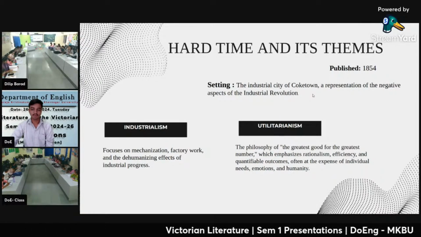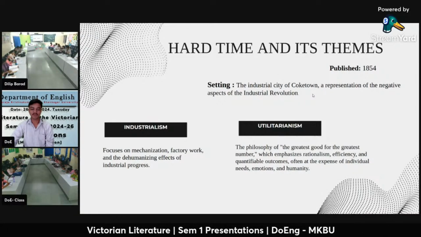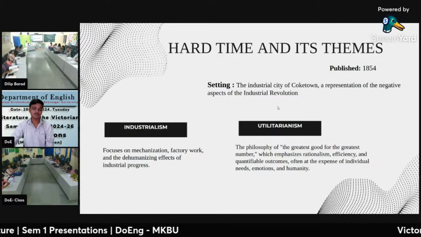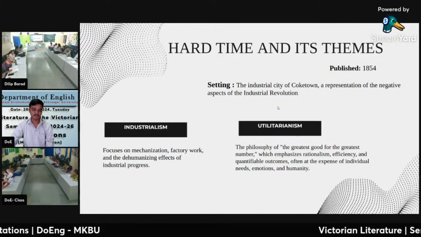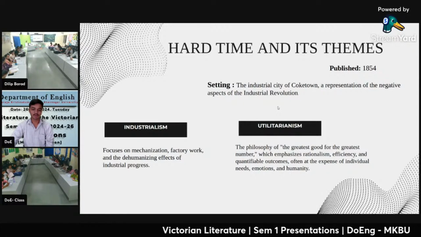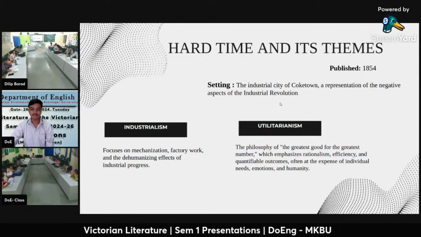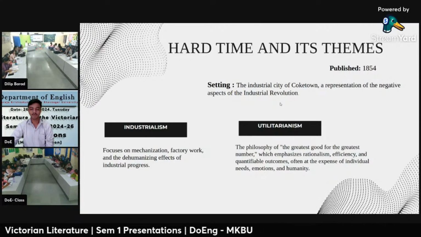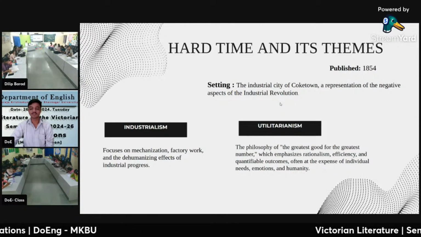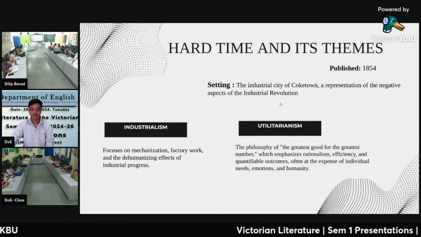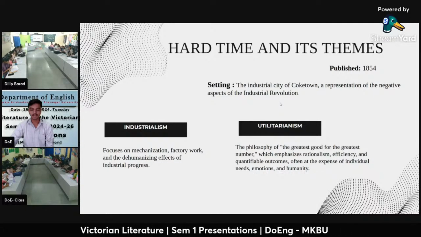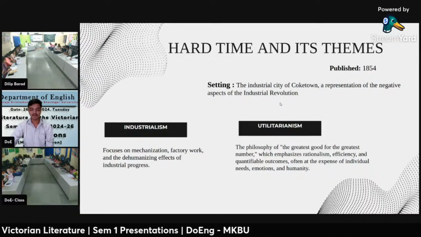Industrialism and utilitarianism are two separate and different things. First, industrialism focuses on mechanization, factory work, and the dehumanization effect of industrial progress. Then utilitarianism is the philosophy of the greatest good for the greatest number, which emphasizes rationalism, efficiency, and quantifiable outcomes, often at the expense of individual needs, emotions, and humanity.